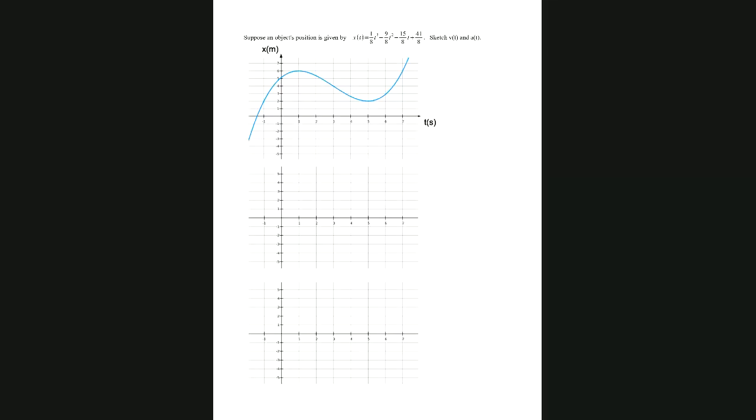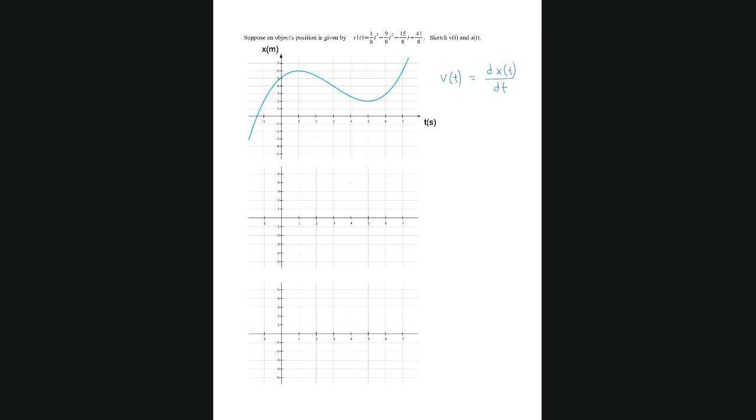In this problem, I'm going to sketch a velocity graph and an acceleration graph given a position versus time graph and the associated function that goes along with that. In order to find a velocity function, we need to take the time derivative of the position function. So I'm going to do that.